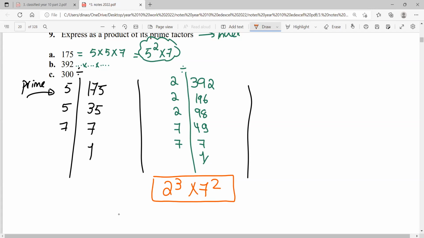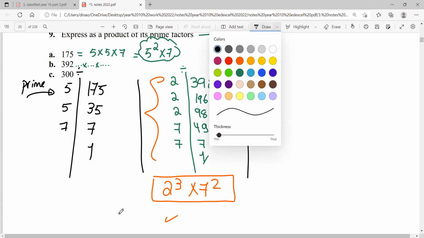We can also check that our factorization is correct. If you multiply all of these together, you see it really gives 392. This is the answer and this is your working out. One last time, prime factoring. I guess it's easy. It's not that bad.